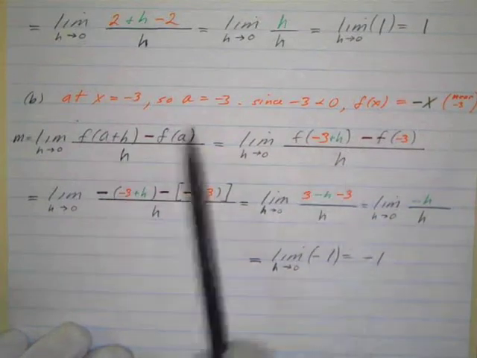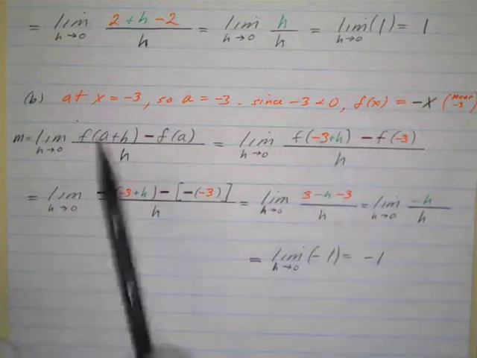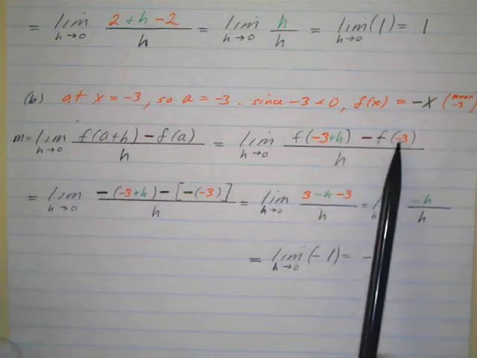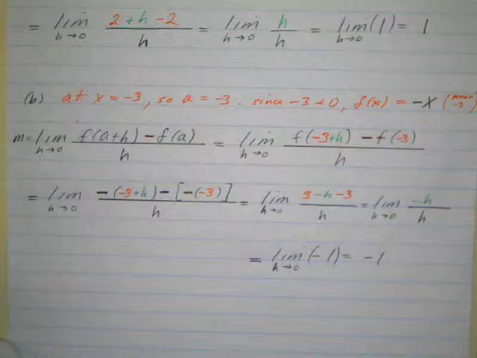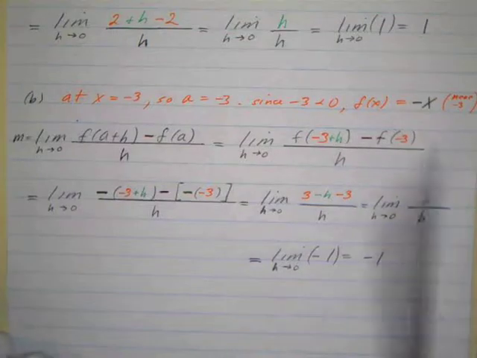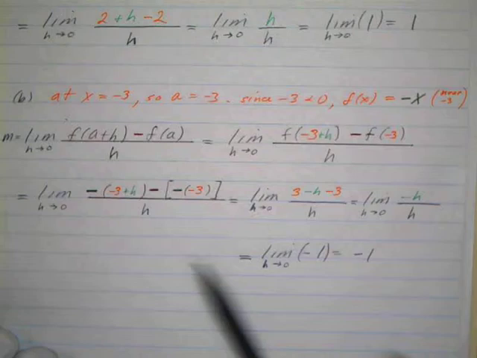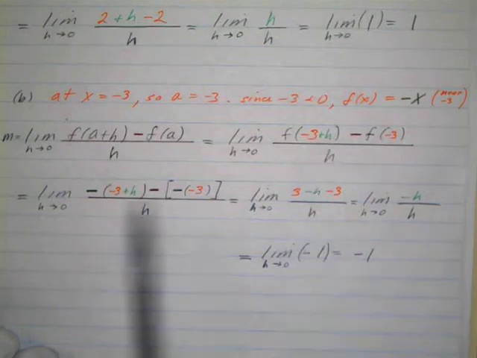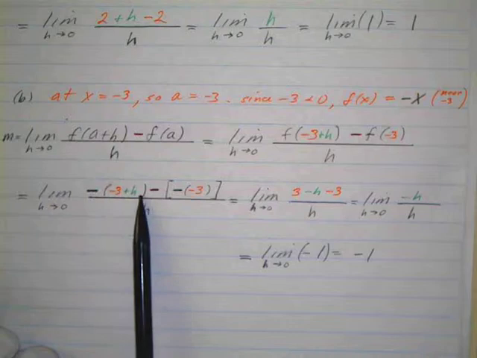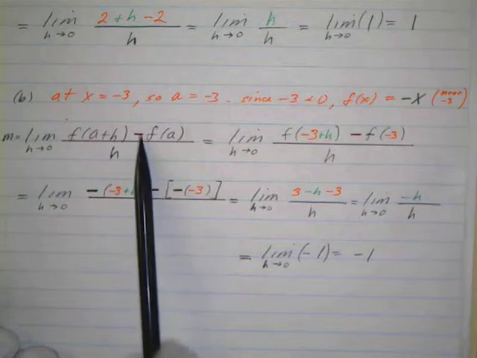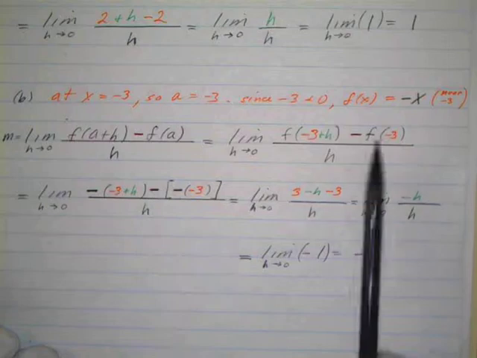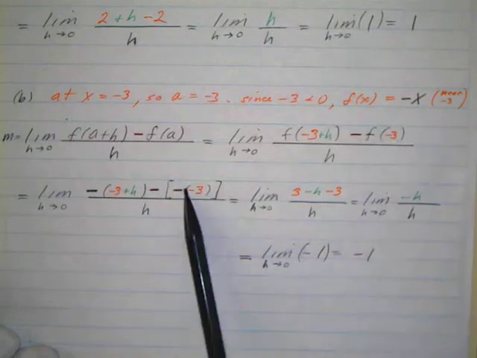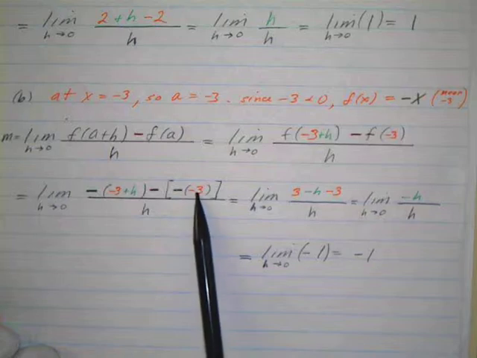And then we substitute a is going to be negative 3. The point a in question is negative 3. So I substitute f of negative 3 plus h minus f of negative 3 over h. And remember, that's going to be negative x. So negative whatever it is. So when I put this in, f of negative 3 plus h is just negative 3 plus h. Now there's a minus sign in our formula here. And then I've got f of negative 3 is just going to be negative that, so that negative comes from there. And there's our negative 3 comes from our negative 3.